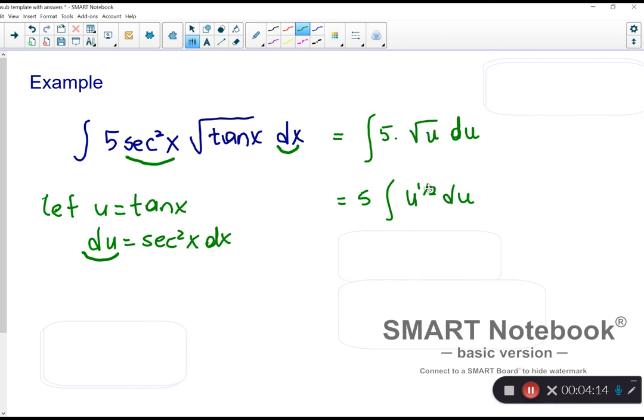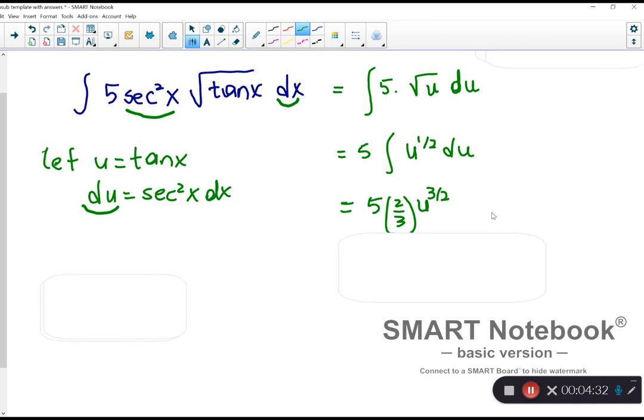So you add 1 to the power, you get u to the 3/2. You divide by 3/2, which is the same as times 2/3. So you're going to have 5 times 2/3 times u to the 3/2. Notice no more integral sign, right? Because it's done its job. We've already taken the entire antiderivative. So see if you can finish the problem from this point forward.